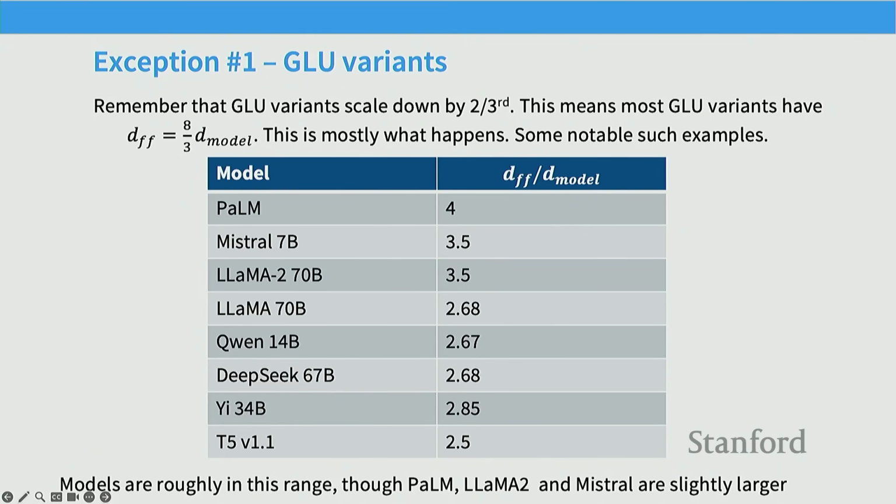So if you look at many of the models, they actually do follow this rule of thumb. PaLM, Mistral, and Llama are slightly larger. These are GLU models, but they don't follow this 2.6 rule. But if you look at, for example, Llama 1, Qwen, DeepSeek, Yi, and T5, they all roughly follow this 2.6-ish rule. And I can put up the big table of LLMs that I made later with hyperparameters. Many of them fall into this roughly 2.6 range. And that's the standard parameterization of a GLU unit.